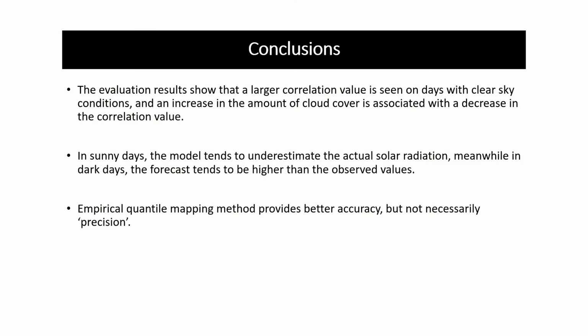So here are some of the conclusions. So the first one is the evaluation results show that larger correlation value is seen on clear sky condition and an increase in the amount of cloud cover is associated with a decrease in the correlation value. The second, in sunny days, the model tends to underestimate the actual solar radiation. Meanwhile, in dark days, the model tends to overestimate the actual solar radiation. And the last one would be empirical quantile mapping method did provide better accuracy, but not necessarily better precision.